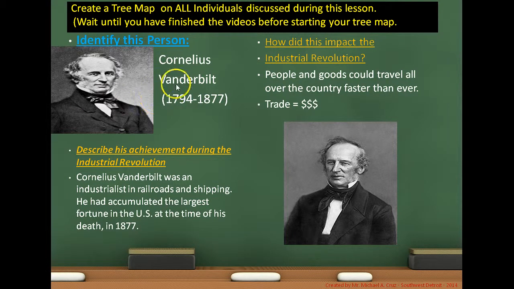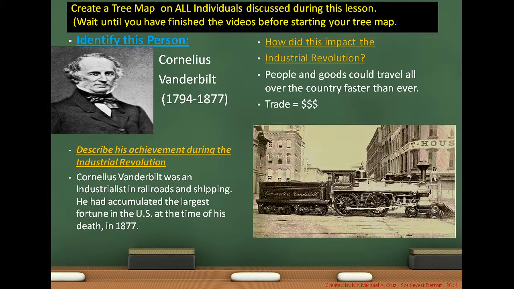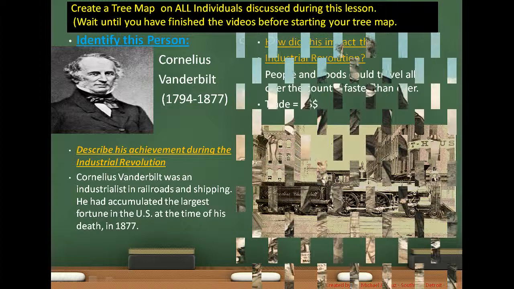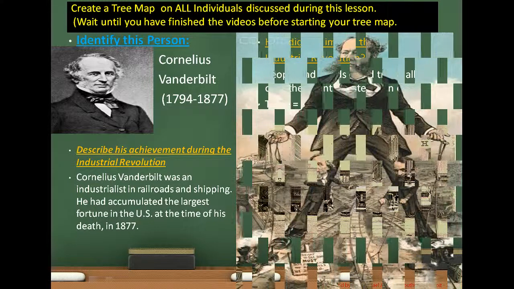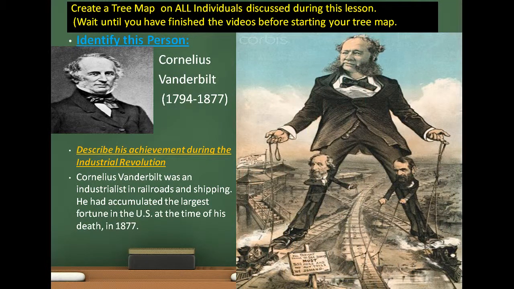But when you think of Vanderbilt, you think of trains. And actually there's a train right here, Cornelius Vanderbilt. I don't know if you can make that out, right there, Cornelius Vanderbilt. So that's what you should identify him with. This is probably one of the more famous political cartoons on Vanderbilt. I'm not telling you what this political cartoon means. You're going to tell me.